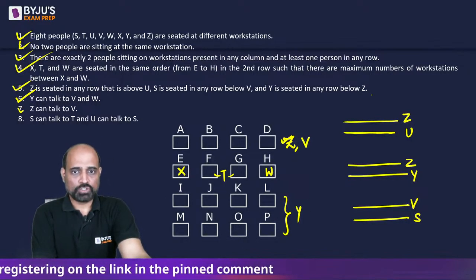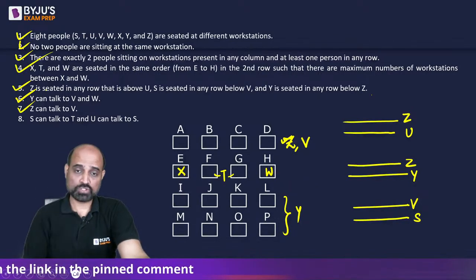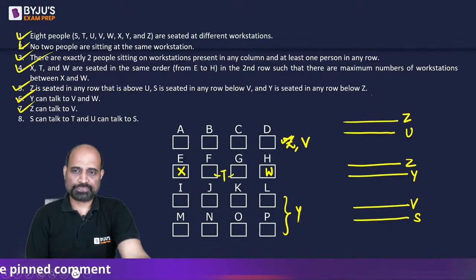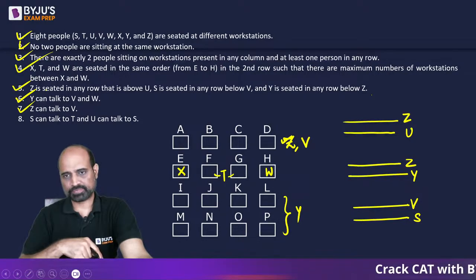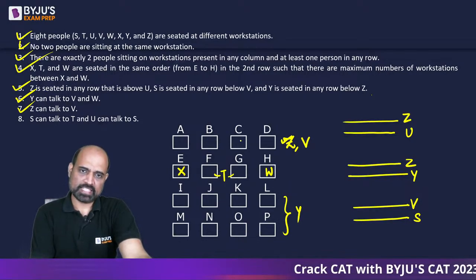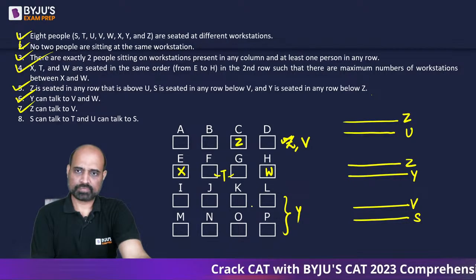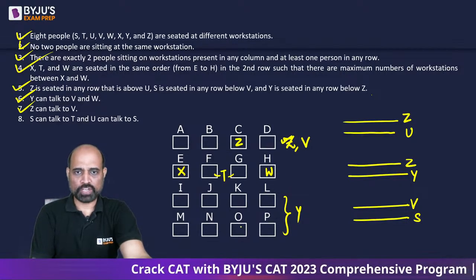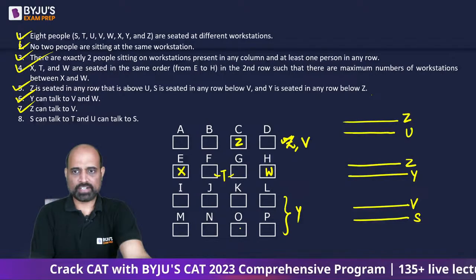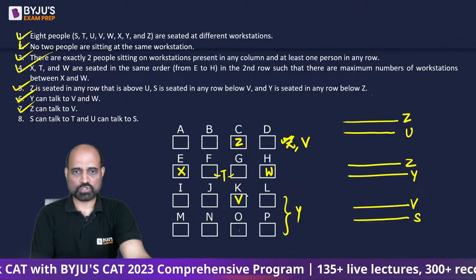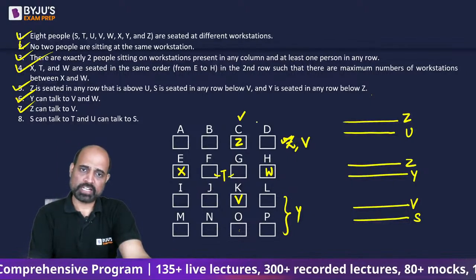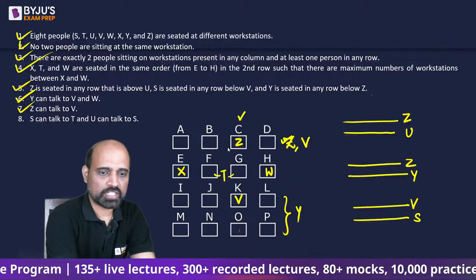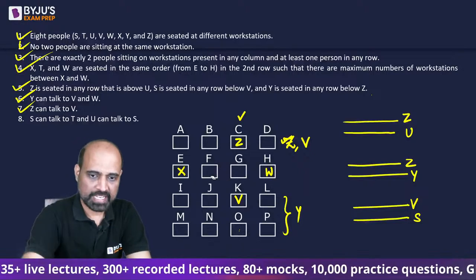Z can talk to V. If Z has to talk to V, and somebody has to be in the last row as well, isn't it? So suppose Z is here and Z can talk to V and V last में नहीं हो सकता, so V has to be here. So we have two people done with C. So ये T इधर चला जाएगा. T will move to second column.